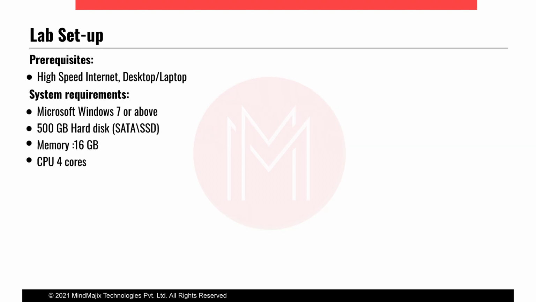And these are the basic requirements or prerequisites for your lab setup. So you need a high speed internet connection and a desktop or laptop. These are the system configurations you need: Microsoft Windows 7 or above, and a 500 GB hard disk. For memory, we can work with 8 GB also, but at least you require 8 GB. Then a 4 core CPU you must have, or you can choose a higher one also.